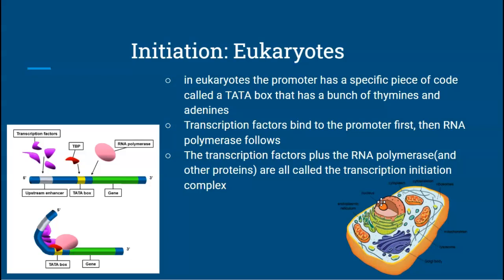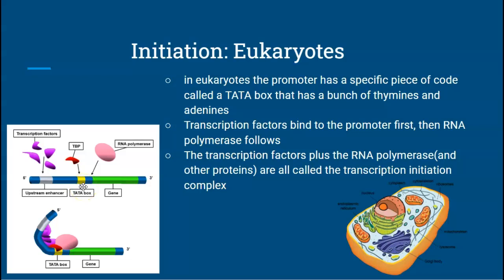So to initiate transcription in eukaryotes, instead of having a promoter, this promoter is called a TATA box. I know, it's kind of crazy. This TATA box is right here. It's a whole bunch of thymines and adenines, T-A-T-A, in a whole row, okay?